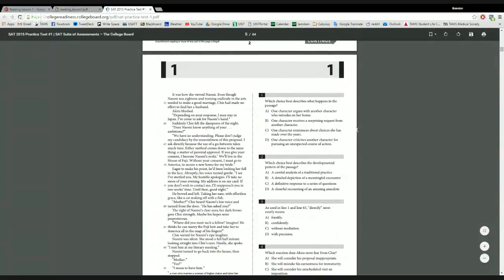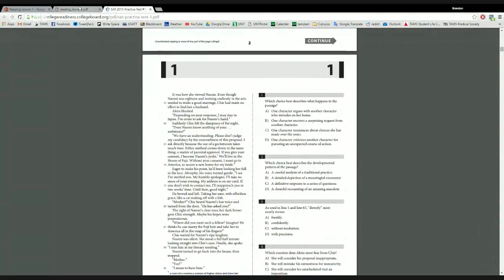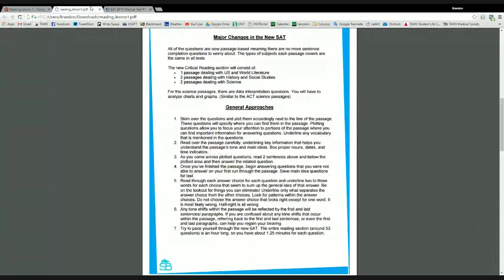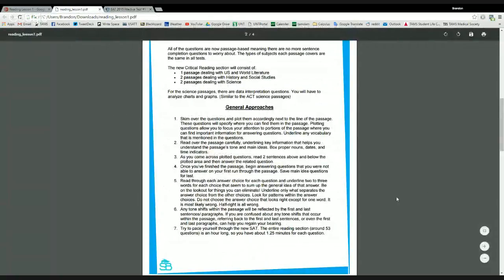So when we go through the answer choices, you want to underline keywords such as argues, character intrudes on her home, and this one would be something like receiving a surprising request from another character. And as I said before in the tip, as long as one word in the answer choice is incorrect, the whole answer choice is incorrect, and you can go ahead and cross out the letter.